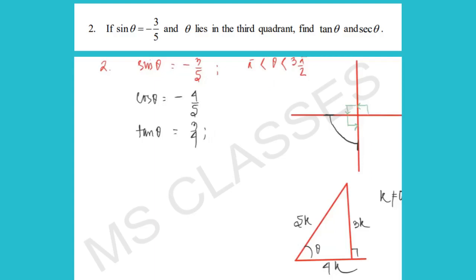Next, what is sec theta? It will also be minus 5 by 4. If we want to find cot theta, what is cot theta? 4 by 3. So that is, if it is sine, it is negative. If it is cos, negative. But if it is tan or cot, it is positive. Why? Because this is the third quadrant.